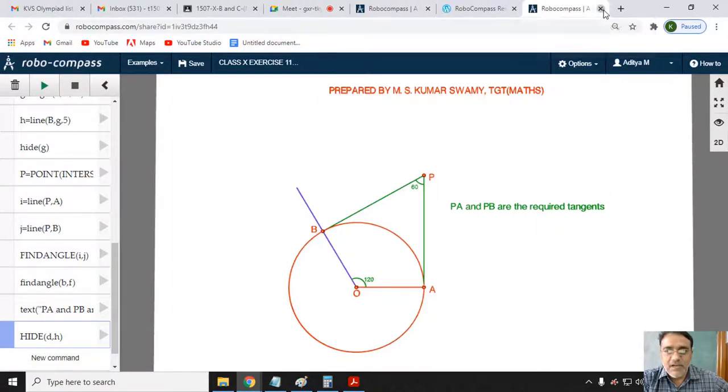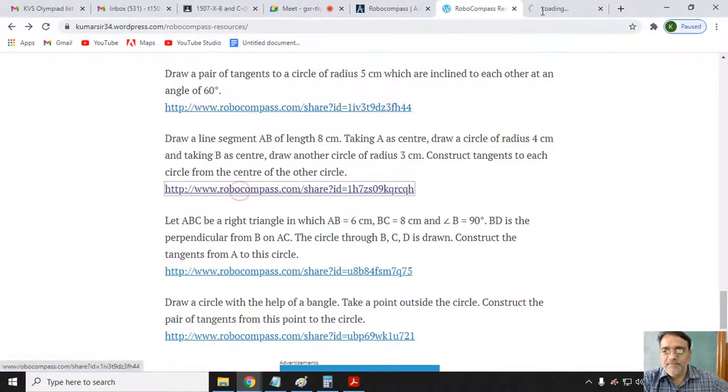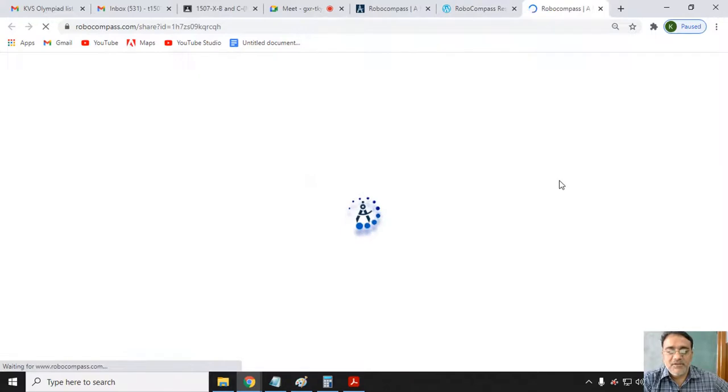Okay, so now next question, a construction. Draw a line segment AB of length 8 centimeter. Taking A as center, draw a circle of radius 4 centimeter, and taking B as center, draw another circle of radius 3 centimeter. Construct tangents to each circle from the center of the other circle. Okay, so let us start this one.